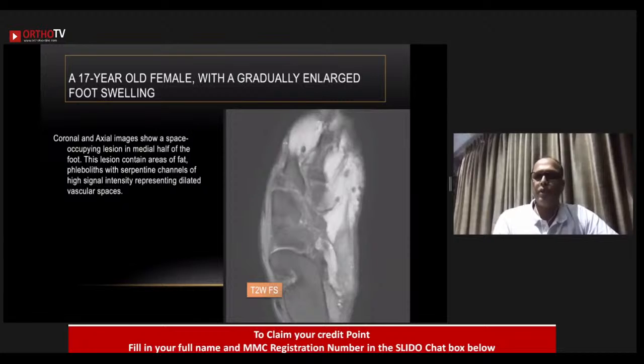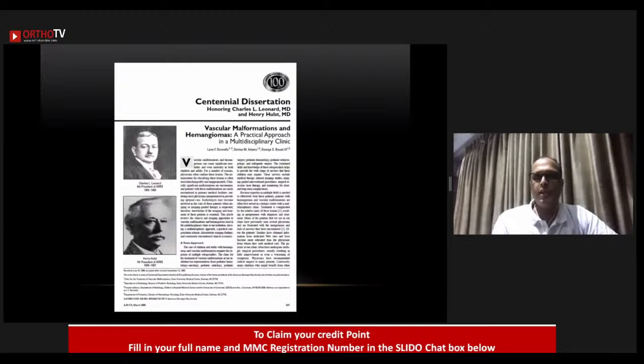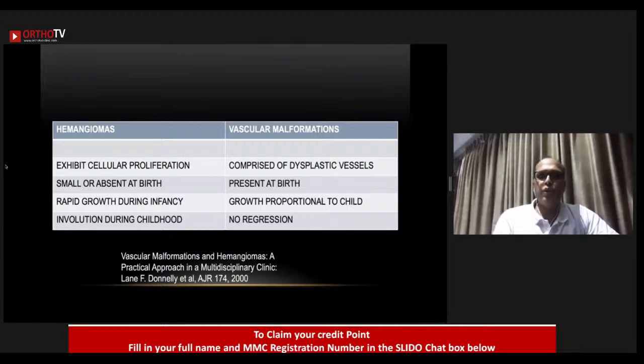I showed the first image of a vascular malformation, and I am showing you another image of a similar location with some phleboliths inside, and this is more expansile. On that note, the differentials of a venous vascular malformation as well as a hemangioma come into the picture. There is a lot of information available about how we differentiate, but the usual standardized common practice is that hemangiomas grow during infancy, and vascular malformations are usually proportional to the growth of the child.